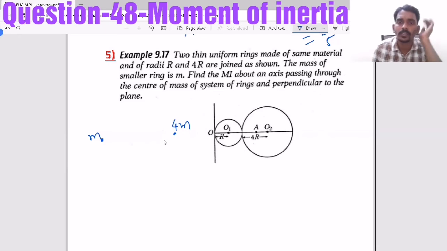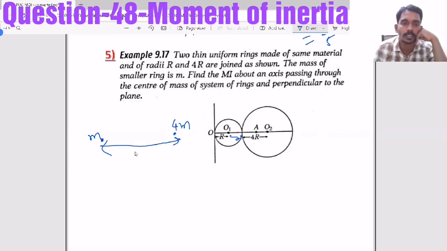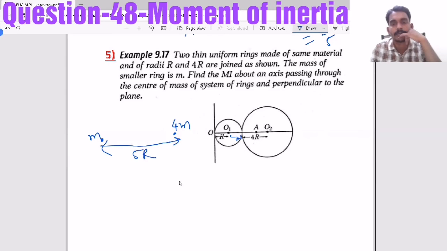Because mass depends on total length. So here length is 2 pi r, here it is 4 times. That's why you can take it as 4 times the mass. And the distance between them is r plus 4r. No, this is r, this is 4r. So r plus 4r, 5r.